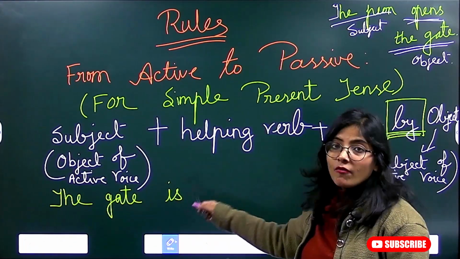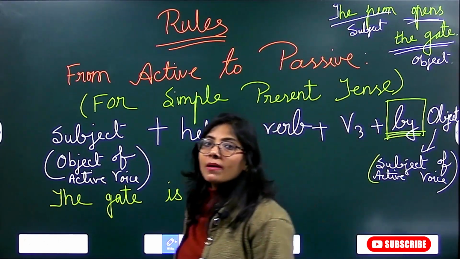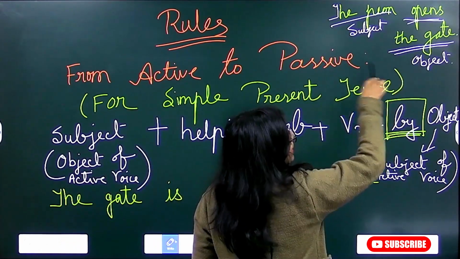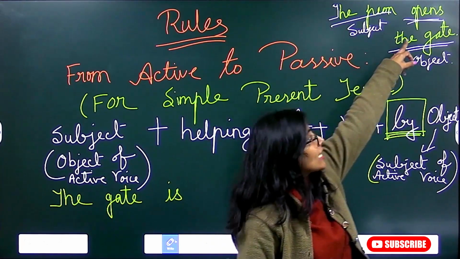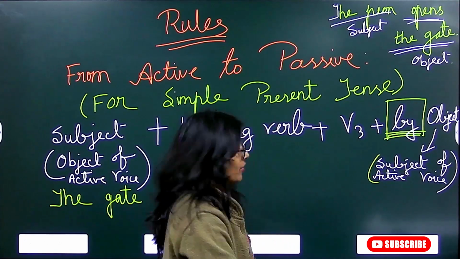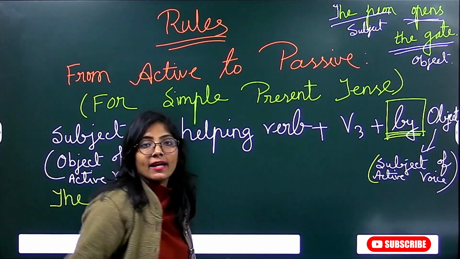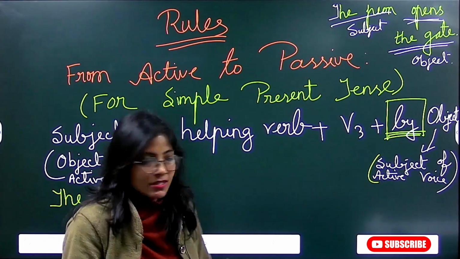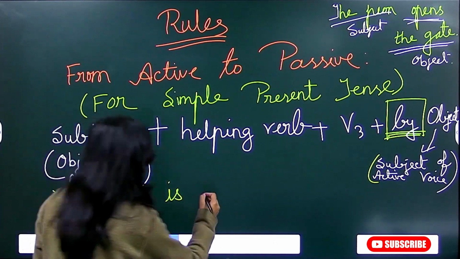Now after the helping verb, what do we have? V3, the third form of the main verb. Now where is the main verb in this sentence? Of course the action word is opens. So opens is the main verb. So we have to make the V3 of open, meaning the third form will be opened, right? So the gate is opened.